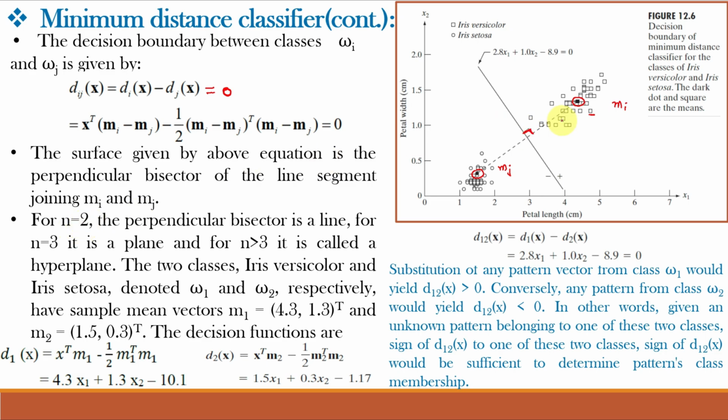For n equal to 2, here we have n equal to 2, that is versicolor and setosa, the perpendicular bisector is a line, as we can see here. For n equal to 3, it is a plane, and for n greater than 3, it is a hyperplane. The two classes, iris versicolor and iris setosa, are denoted by omega 1 and omega 2 respectively. These have sample mean vectors m1 equal to (4.3, 1.3) transpose, so this is our m1, and m2 equal to (1.5, 0.3) transpose, so this is our m2.